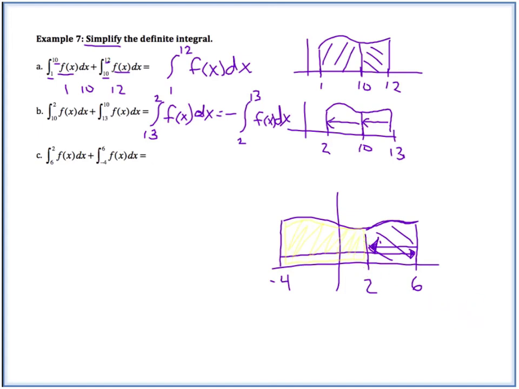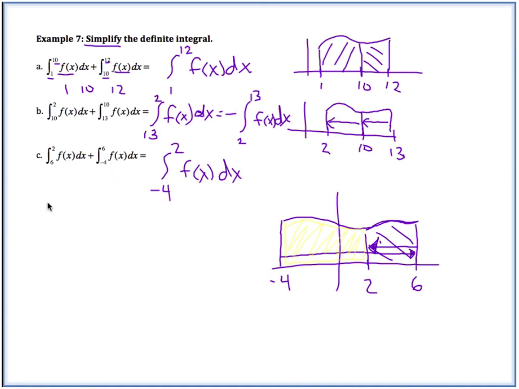Okay, you guys see that? So we went from negative 4 to 6, and then backwards from 6 to 2, and so all of this is just like going from negative 4 to 2 of f of x dx. Alright, so a little bit tricky there, but hopefully you can see this visually what's happening.